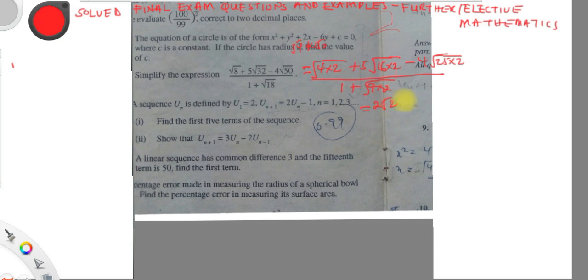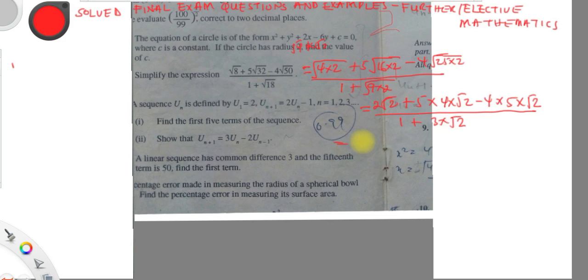In the same way, we had plus 5 times the square root of 16 times the square root of 2. The square root of 16 is 4, times the square root of 2. Then minus 4 times the square root of 25 times 2. You break them, and the square root of 25 is 5, times the square root of 2. As an elective math student, you have to write the answers quickly. And the denominator has 1 plus the square root of 9, which is 3, times the square root of 2.